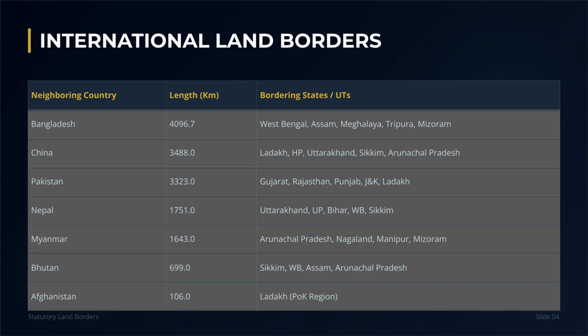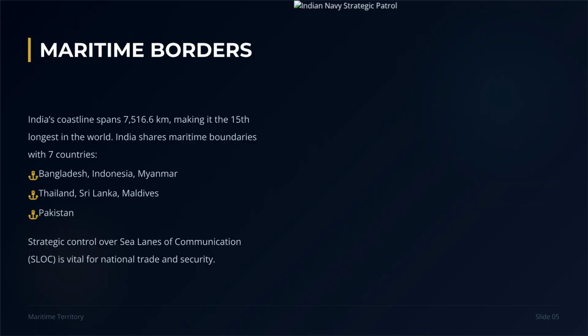You can see the length and bordering states for each country in this table. India's coastline spans 7,516.6 kilometers, the 15th longest globally. India shares maritime boundaries with 7 countries: Bangladesh, Indonesia, Myanmar, Thailand, Sri Lanka, Maldives, and Pakistan.